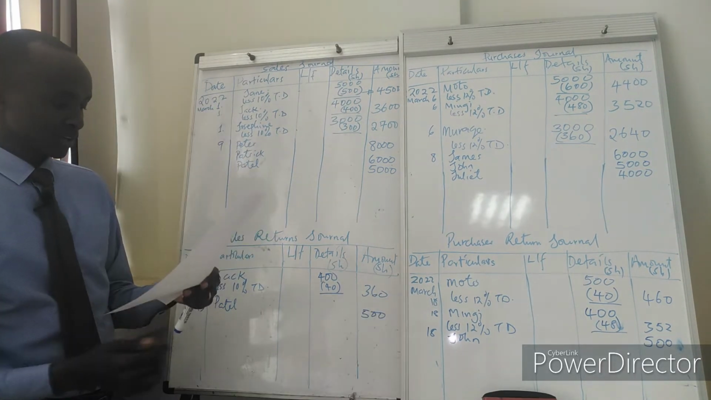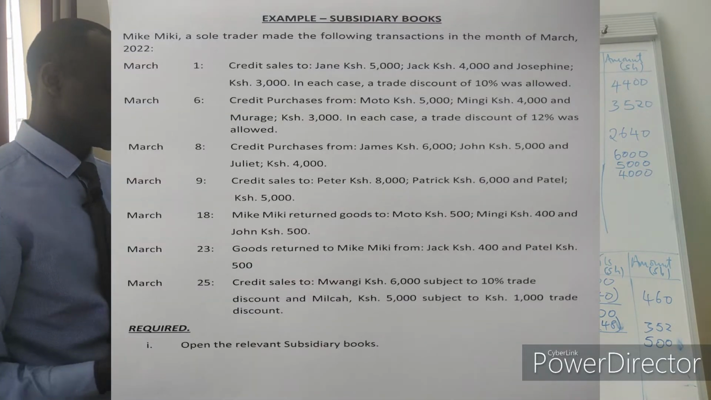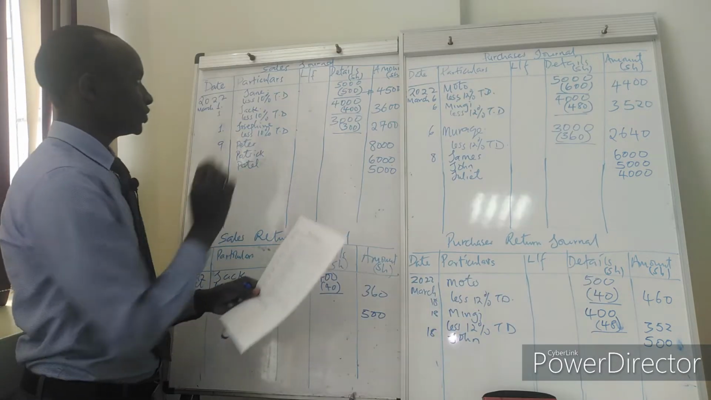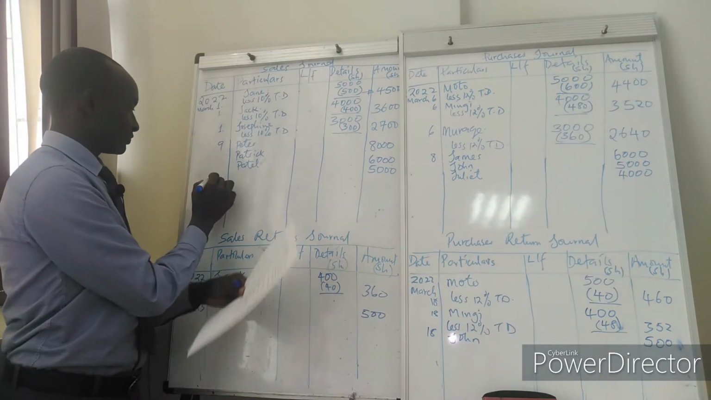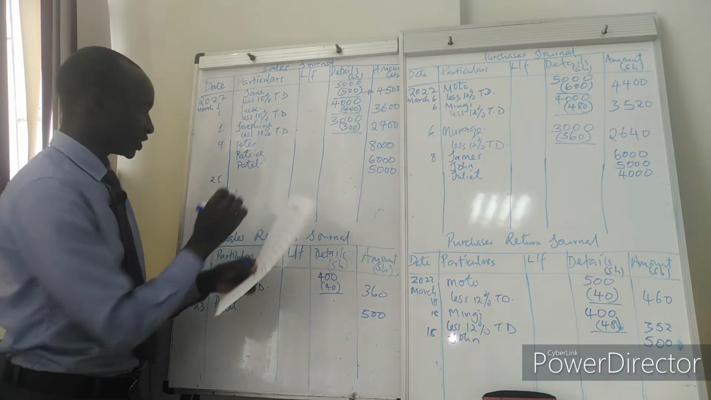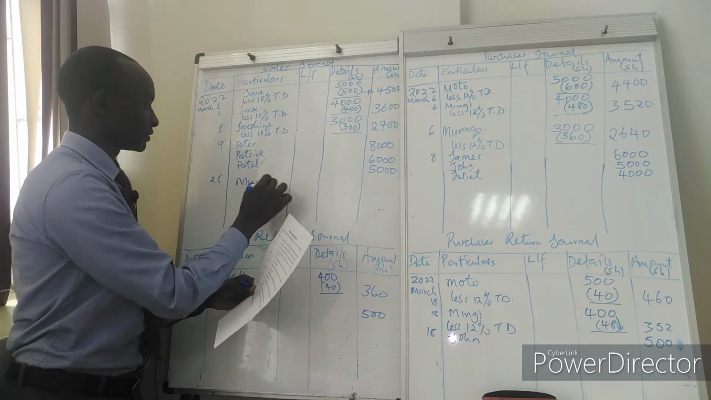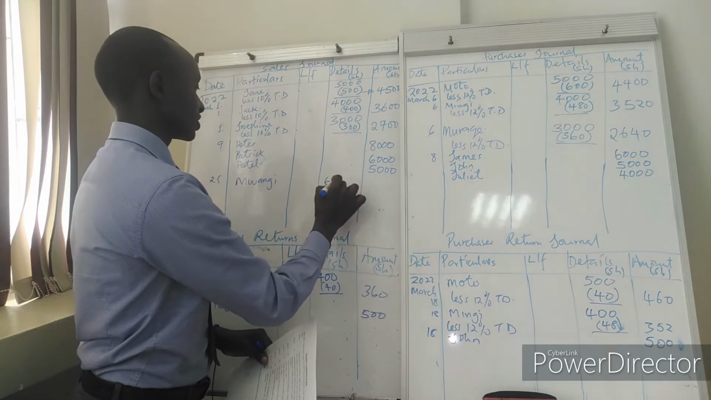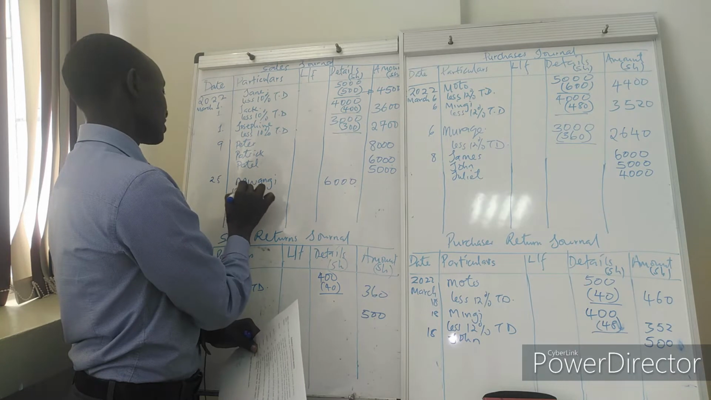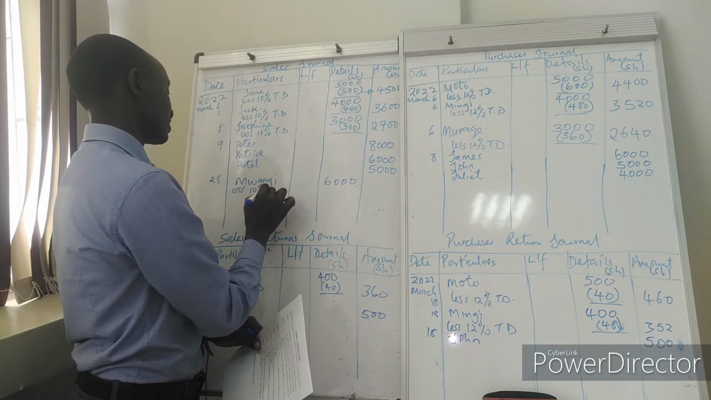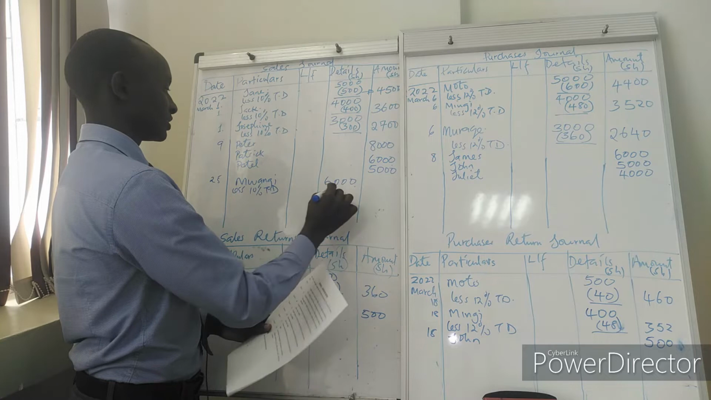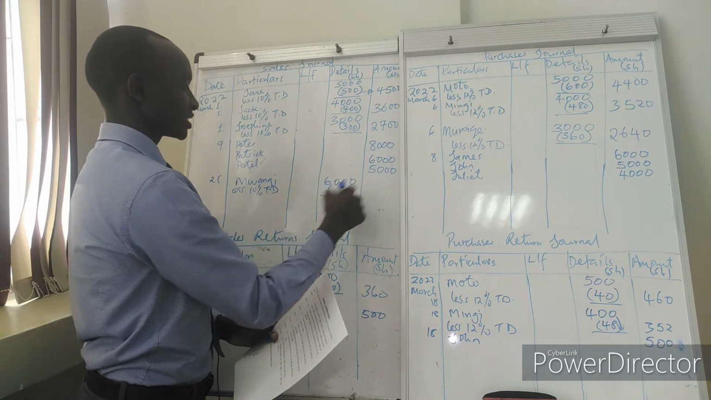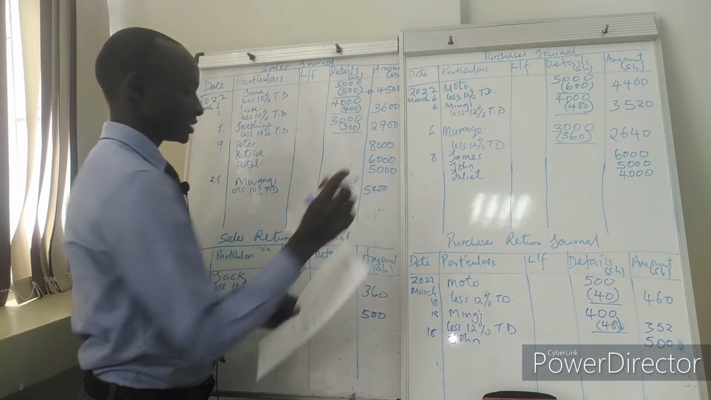So let's move on to our final part, that is March 25th. Credit sales to Mwangi, 6,000. Credit sales, you go to the sales journal. On 25th, sales to Mwangi, 6,000. There is adjustment of 10% discount. So 6,000, you less 10% trade discount. 10% of 6,000 is 600. 6,000 minus 600 is 5,400, isn't it?